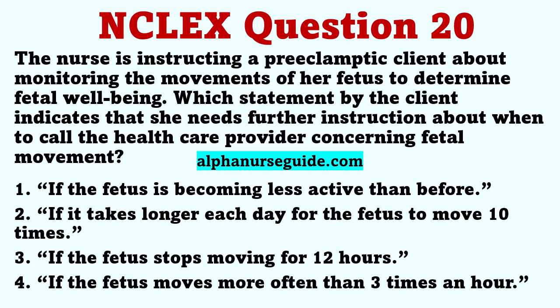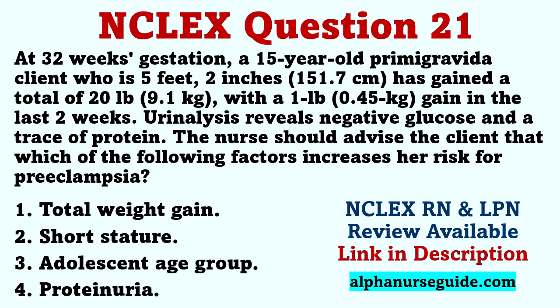At 32 weeks gestation, a 15-year-old primigravida client who is 5 feet, 2 inches has gained a total of 20 pounds, with a 1 pound gain in the last 2 weeks. Urinalysis reveals negative glucose and a trace of protein. The nurse should advise the client that which of the following factors increases her risk for preeclampsia? 1. Total weight gain. 2. Short stature. 3. Adolescent age group. 4. Proteinuria.